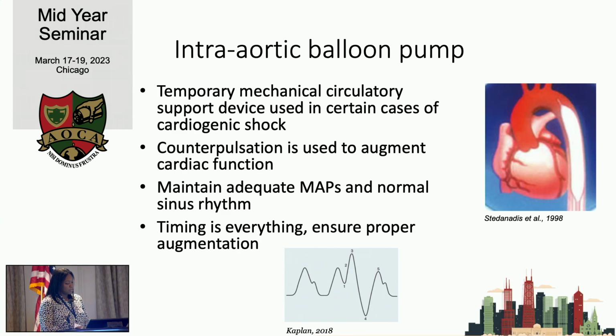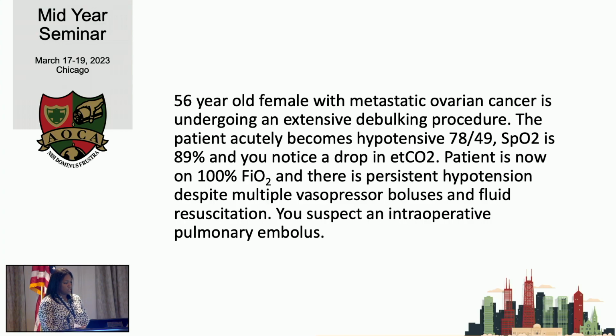And lastly, we have a 56-year-old female with metastatic ovarian cancer who's undergoing an extensive debulking procedure. The patient acutely becomes hypotensive with a blood pressure of 78/49, pulse ox is 89%, and you notice a drop in end-tidal CO2. The patient is now on 100% FiO2, but there's persistent hypotension despite multiple vasopressor boluses and fluid resuscitation. You suspect an intraoperative pulmonary embolus.